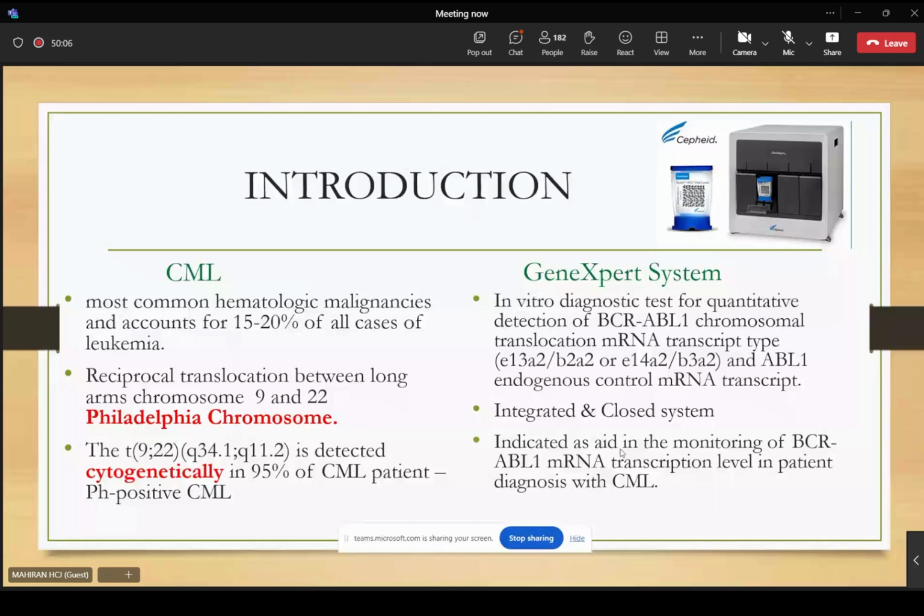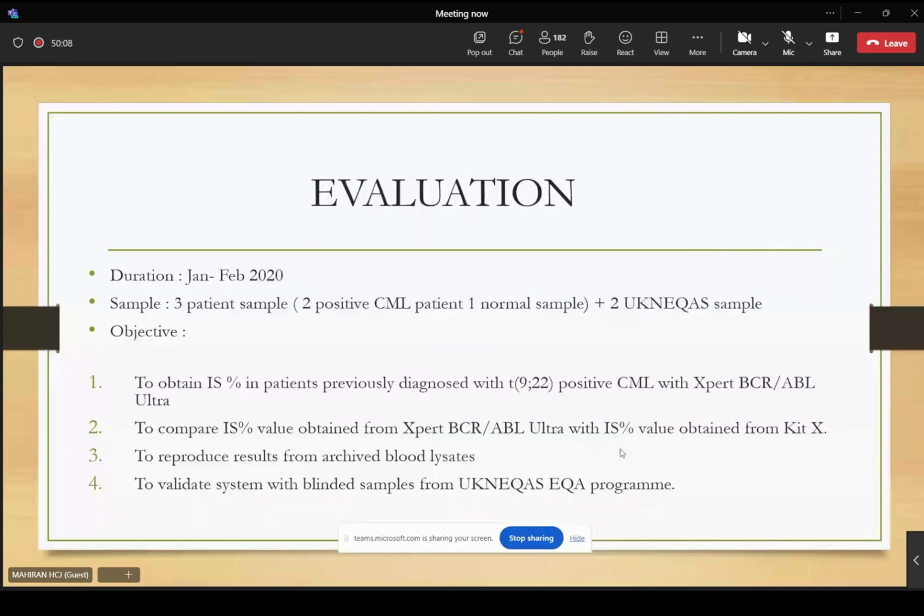So seterusnya, sebelum kami memilih untuk menjalankan ujian BCR ABL quantitation, kami telah menjalankan evaluasi. Evaluasi ini durationnya adalah pada Januari hingga Februari 2020. Dan target sampel yang kami collect adalah daripada 3 sampel patient, iaitu 2 sampel positif CML patient dan 1 normal sampel. Dan 2 sampel Eukenicas. So itu sampel Eukenicas adalah blind sampel lah.